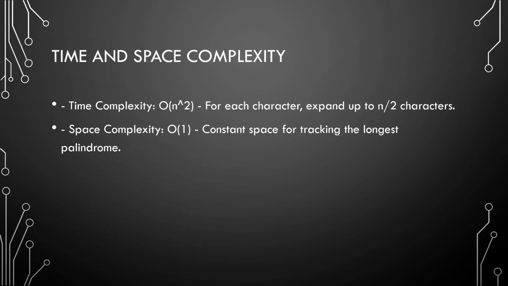Let's now analyze the time and space complexity. The time complexity is O(n squared) because for each character we expand up to n by 2 characters to check for palindromes. The space complexity is O(1) since we only use a few extra variables to track the longest palindrome.